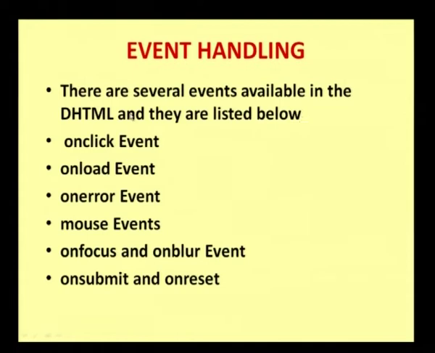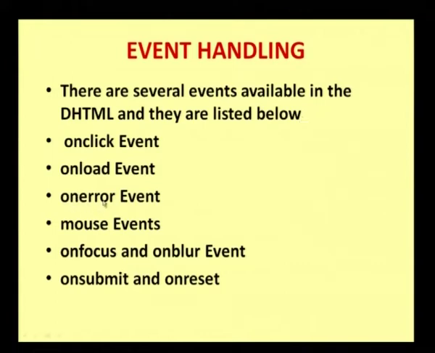What are all the events available in JavaScript to handle these events? There are several events available in DHTML and they are given below. We have the onClick event and onload, mouse events, onFocus, onBlur, and onSubmit and reset events. What is meant by the onClick event? When the mouse has been clicked on some particular element, some event should occur. The onClick event is used to handle this type of event, and the onload event is used whenever the web page has been loaded, to decide what action should be taken.